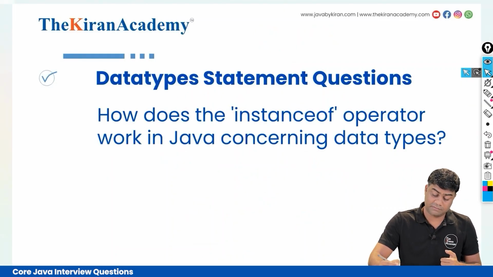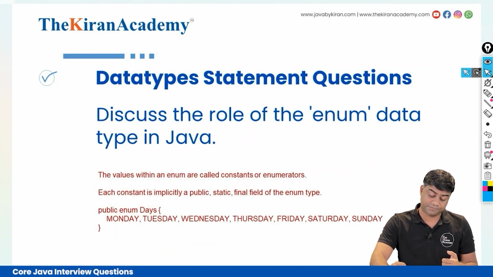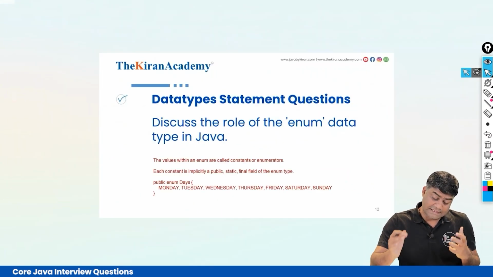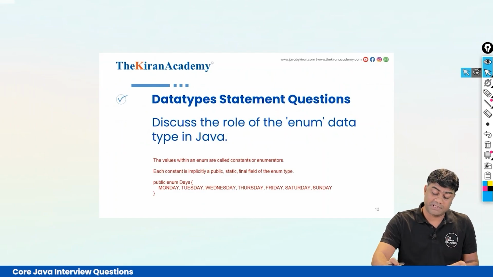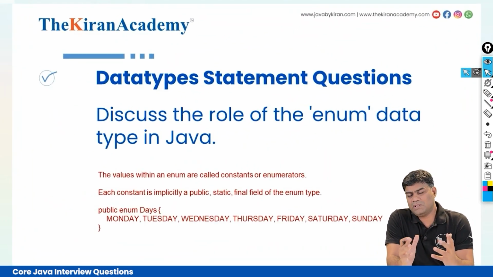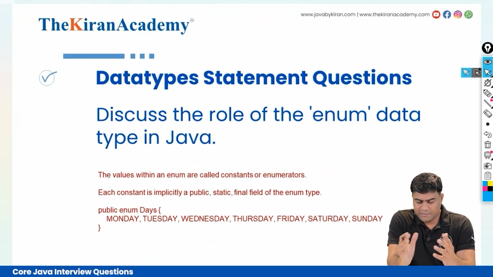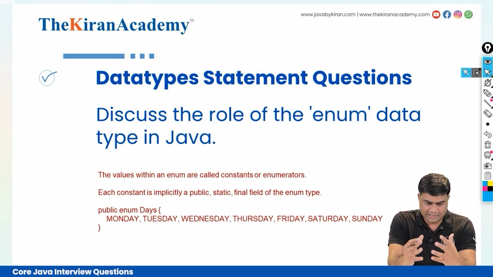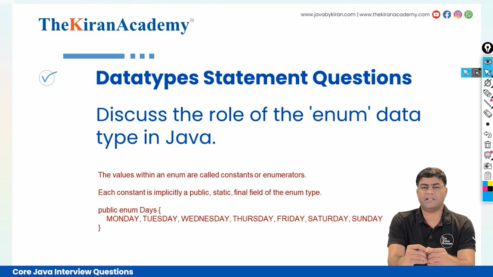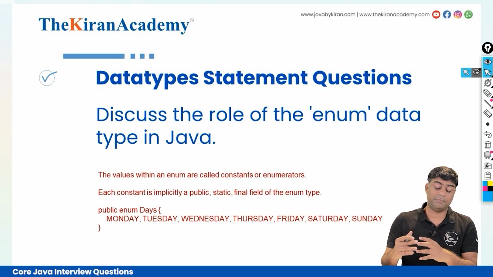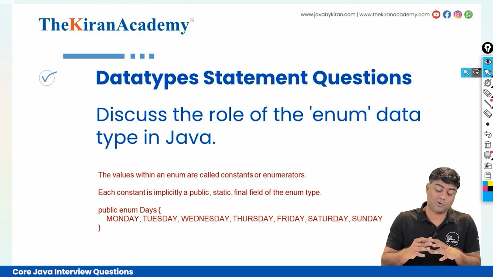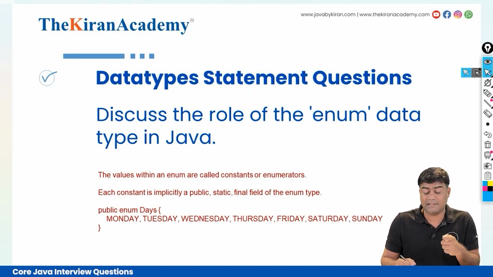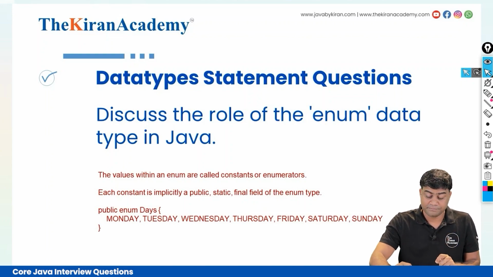Coming to the next question, that is, discuss the role of enum data type in Java. Enum. What does enum mean? Enum is like an array where you can store multiple elements. But remember, this is the syntax I have already given here. In enum, variables are public, final, static, like an interface. You can store multiple elements here. You can access them by the name of the enum.